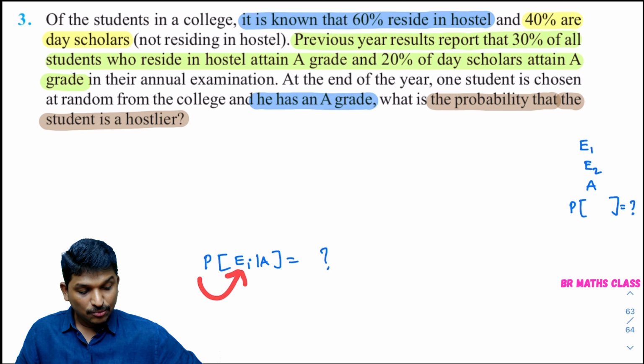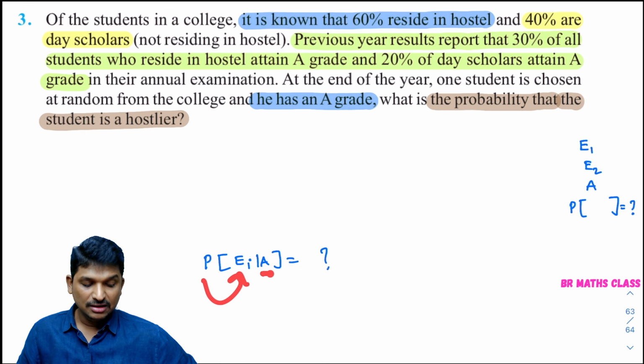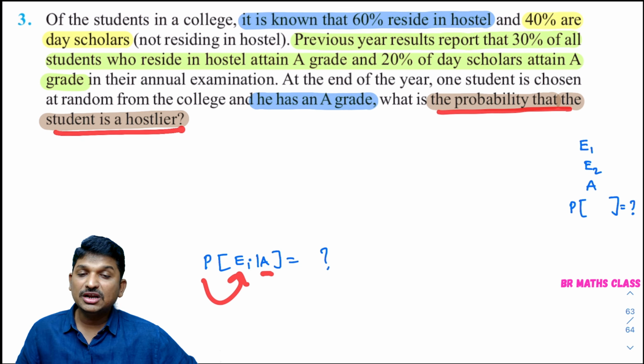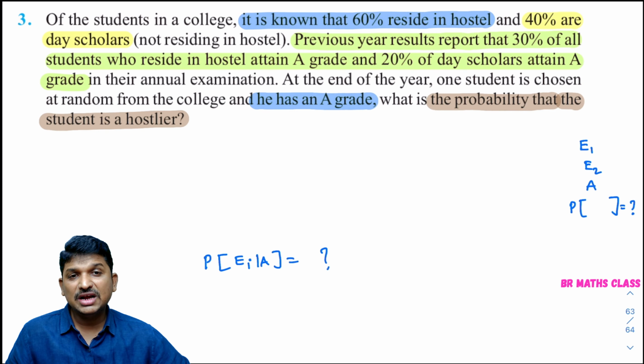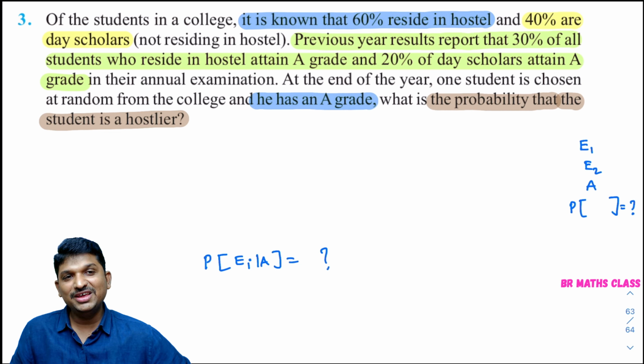What they are asking, what is this meaning? Probability of Ei, A has already occurred. Ei is what? Probability that the student is hostler. That means what is E1? Student is hostler. What is E2? Student is day scholar. After reading the question, you need to understand what is E1, what is E2. If you understand that, these problems are very easy. I hope you are understanding what I am trying to say.